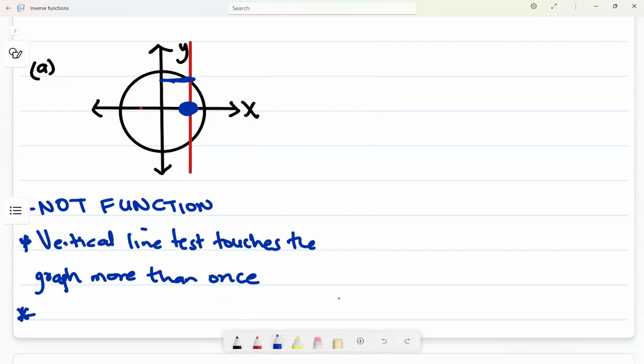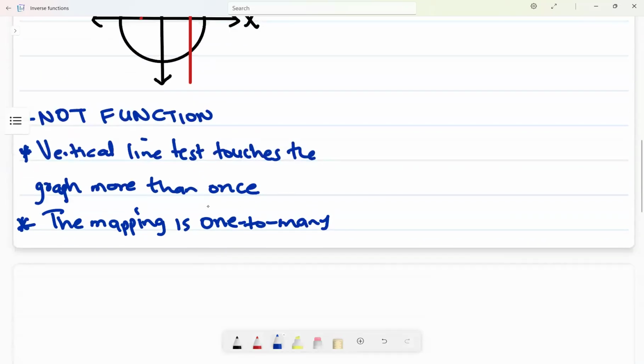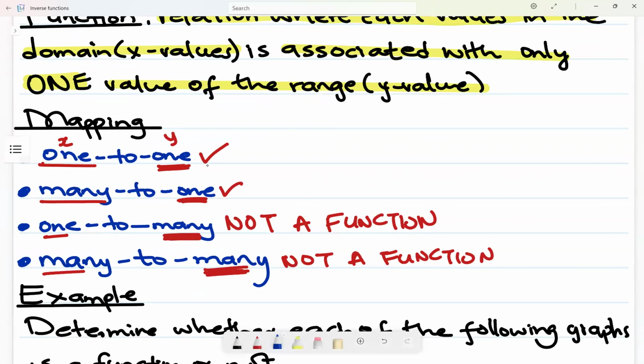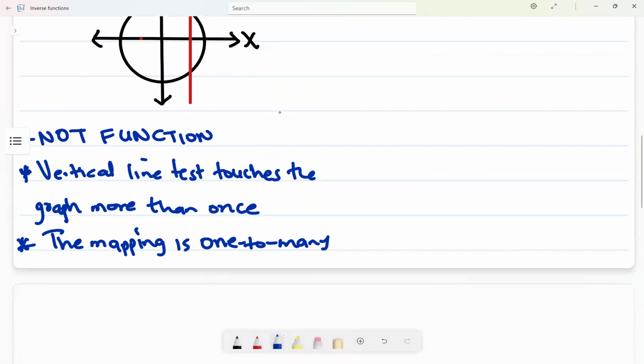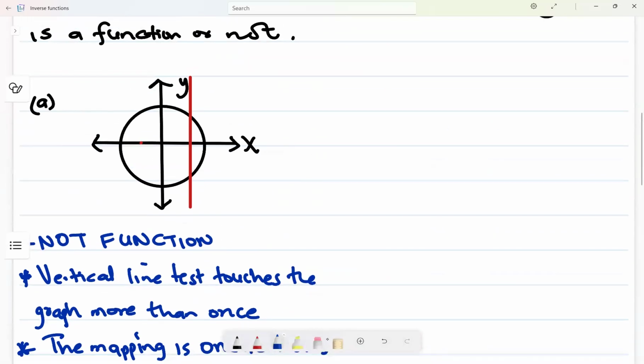So now instead of saying the vertical line test touches the graph more than once, you can say the mapping of the graph is 1 to many. And remember, 1 to many is not a function, because as a function, it says it is associated with only one value of y. Can you see? If we get anything that has many values of y, that is not considered to be a function.